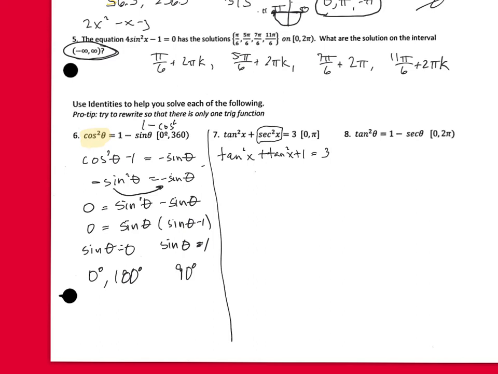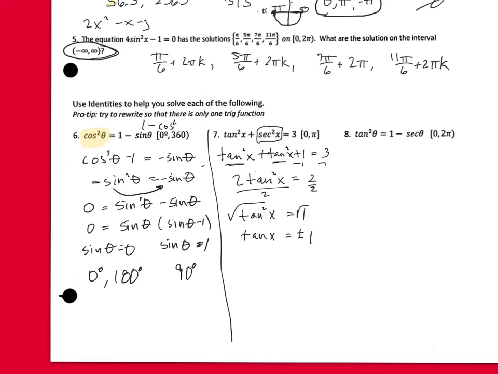Now I have kind of a different situation here. I have 2 of these. So this is 2 tangent squared. And I'm going to subtract the 1 to the other side. This is working out pretty good. I'm going to divide by 2. Tangent squared is now equal to 1. And we're going to take the square root. And we get that the tangent is both positive and negative 1.